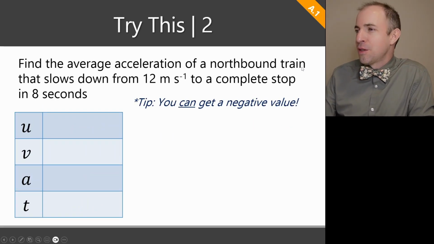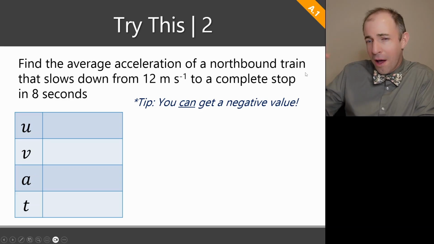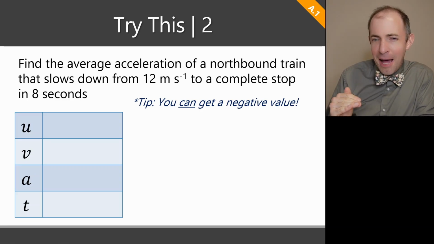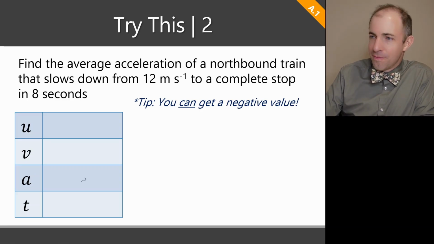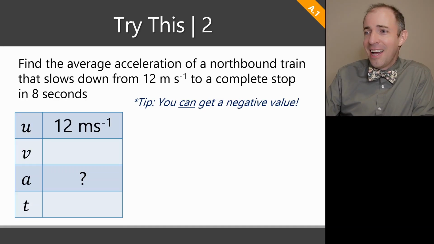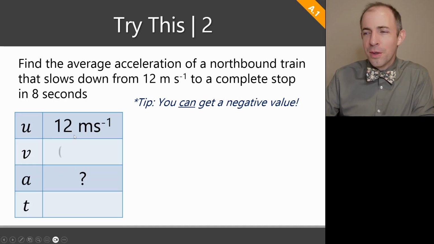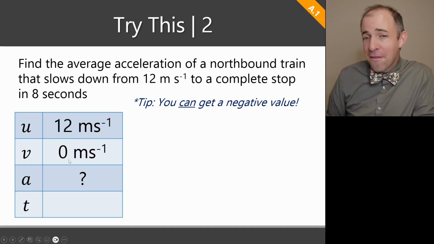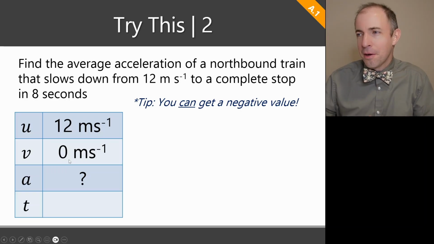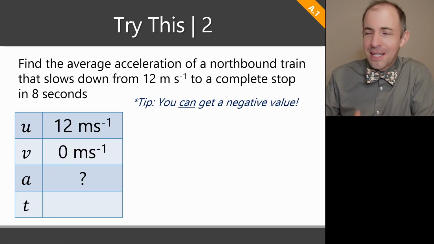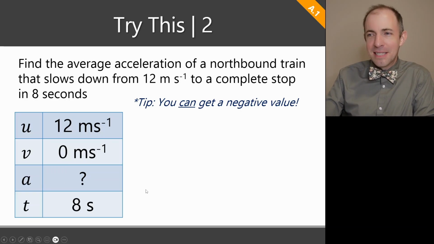Find the average acceleration of a northbound train that slows down from 12 meters per second to a complete stop in 8 seconds. All right, I'm trying to find acceleration again. I know that my initial velocity u is 12 meters per second. In this case, my final velocity is not given as a number, but it says a complete stop, so I know that it comes to 0. And then my time is 8 seconds.